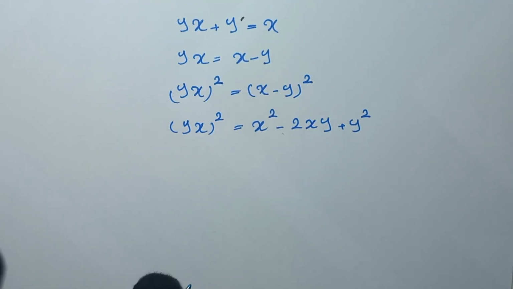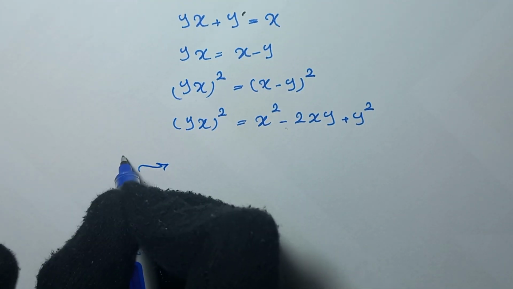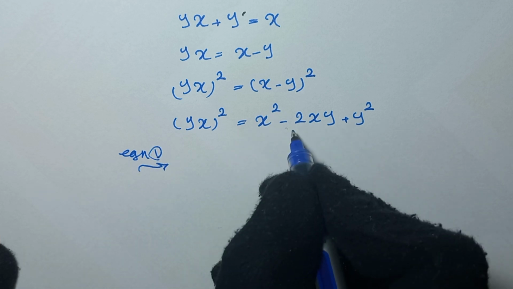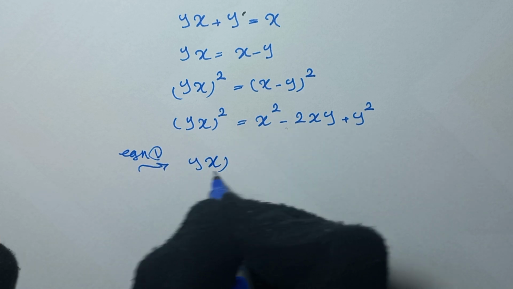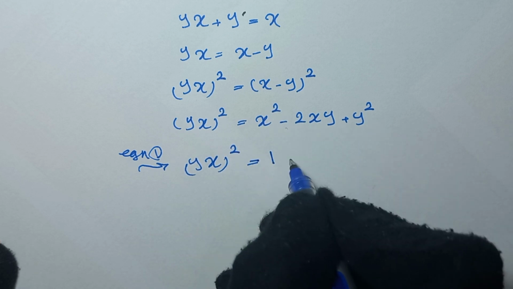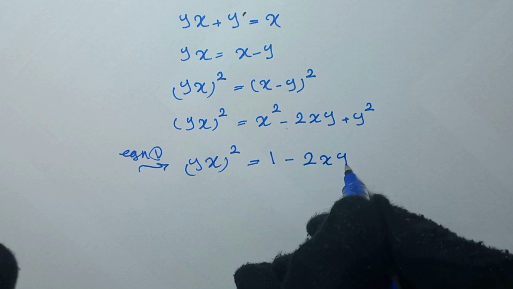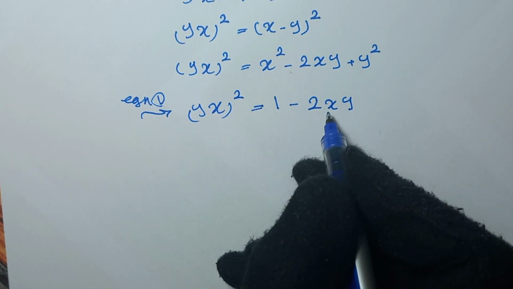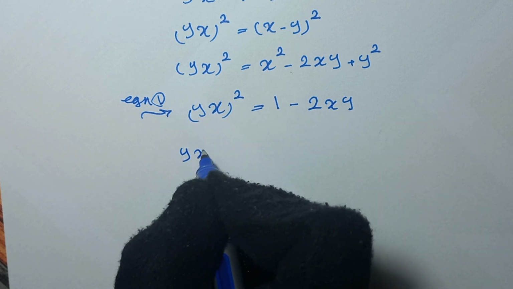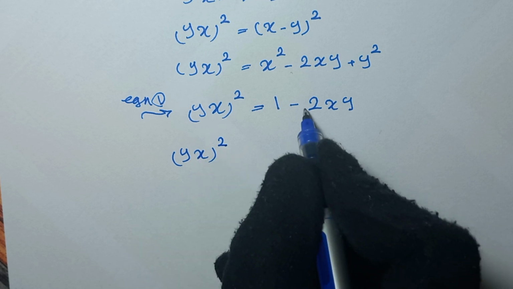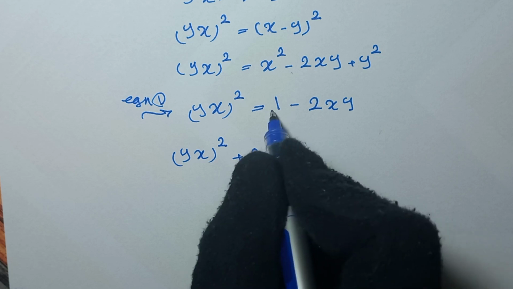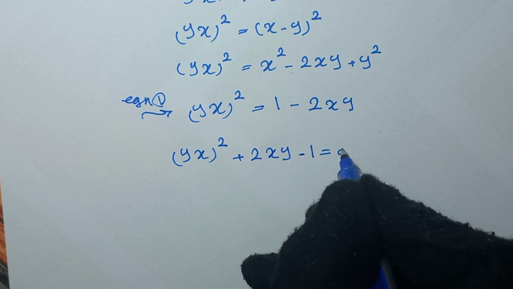So from equation 1, this is equal to 1. We write here (yx) to the power of 2 is equal to x squared plus y squared, which is 1, so 1 minus 2xy. In the next step, we take this to the other side: (yx) to the power of 2 plus 2xy, and 1 to this side, it will be negative 1, is equal to 0.